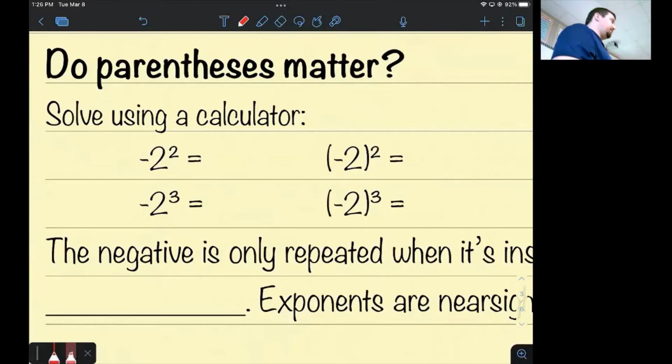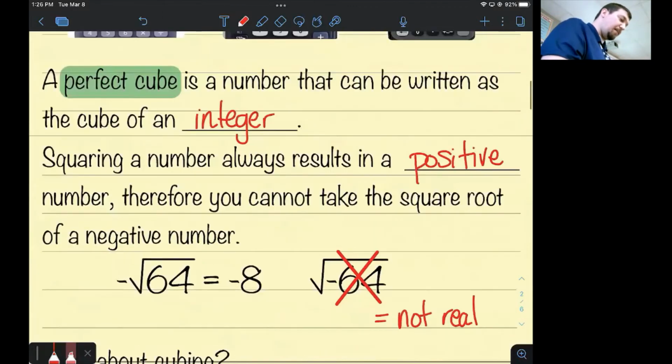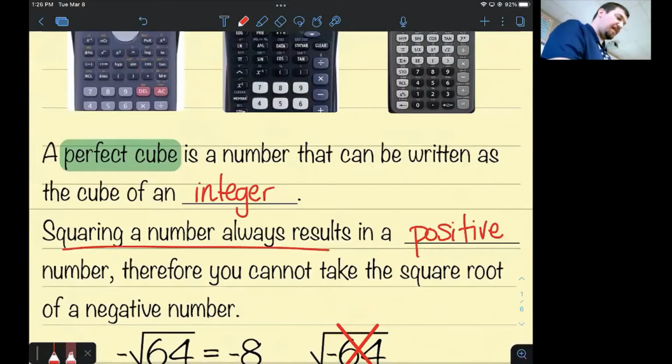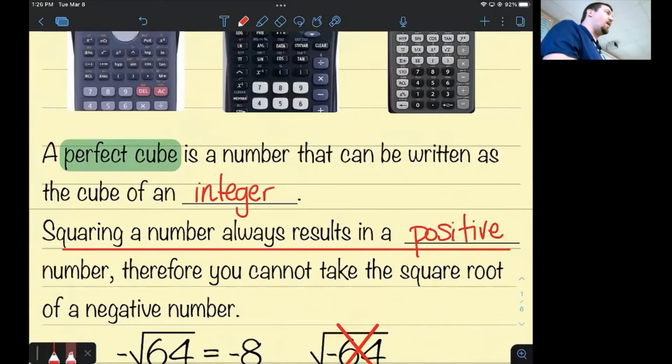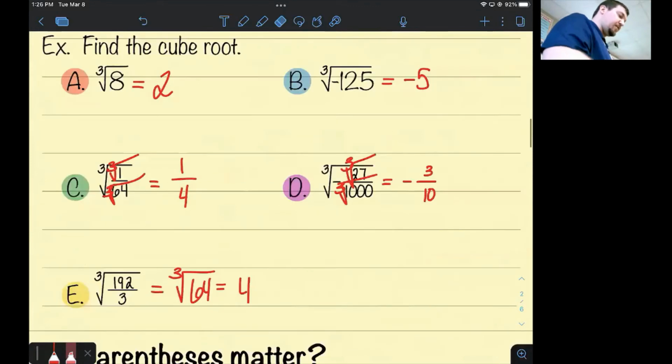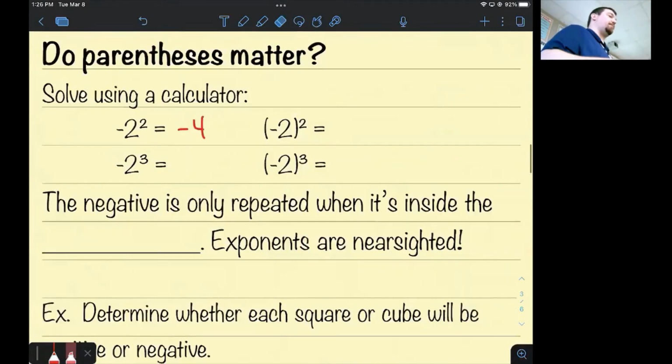What do you get? What's it say? Negative 4. Wait a second. We just said that when you square a number, it always results in a positive number. What just happened? Well, here's what happened. Your calculator did not make a mistake.